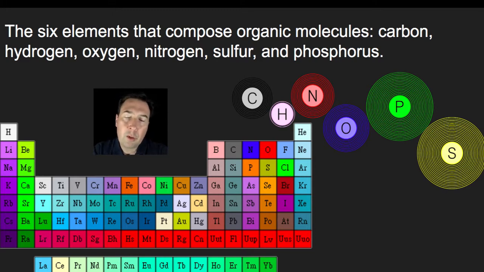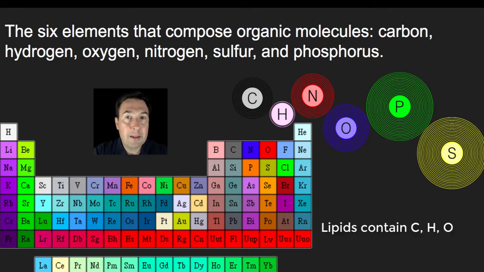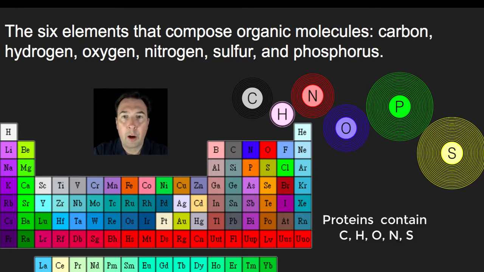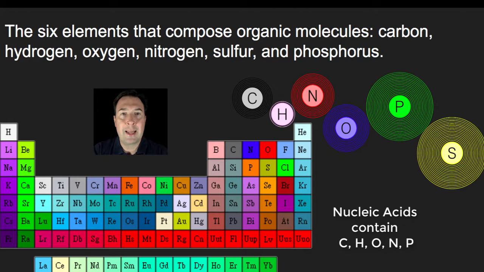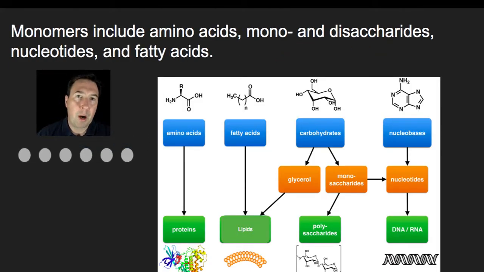So when we talk about macromolecules, we are going to be talking about our carbohydrates and our lipids. We're also going to be talking about proteins and nucleic acids. Carbohydrates have carbon, hydrogen, and oxygen in them. Lipids have predominantly carbon and hydrogen in them with a little bit of oxygen. Proteins are composed of carbon, hydrogen, oxygen, nitrogen, and sulfur. And nucleic acids, things like DNA and RNA, are made up of carbon, hydrogen, oxygen, nitrogen, and phosphorus.